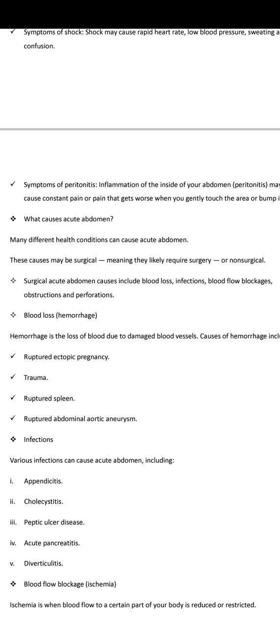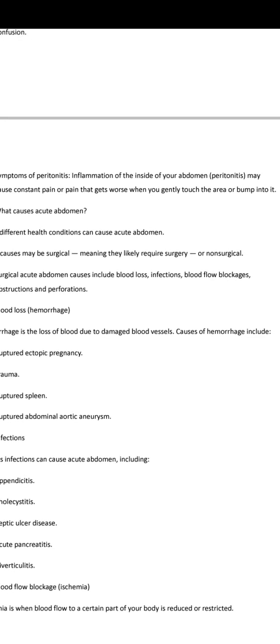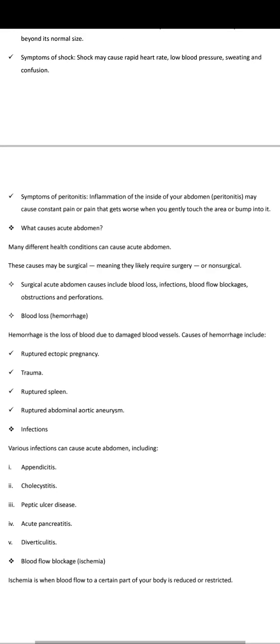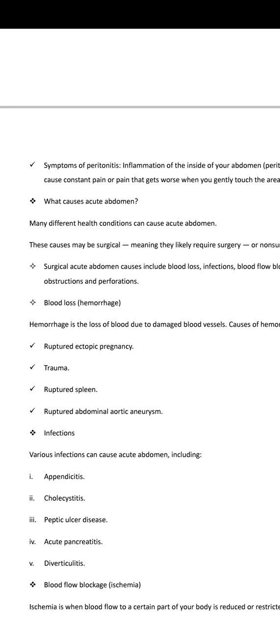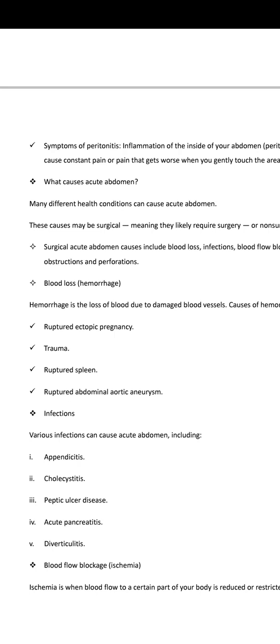surgical problems. So acute abdomen is a complication from people who are from surgery. This problem can be as a result of blood loss and infection, post surgical infection, or blood blockage due to formation of clots after surgery. Also, acute abdomen can be caused by ruptured ectopic pregnancy, trauma to the abdomen, or ruptured spleen.